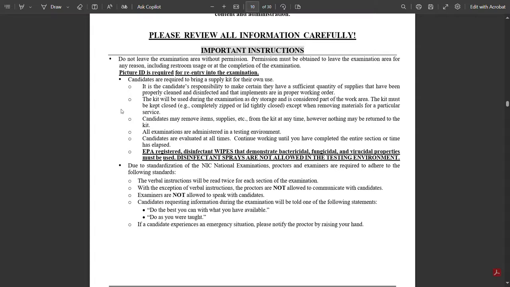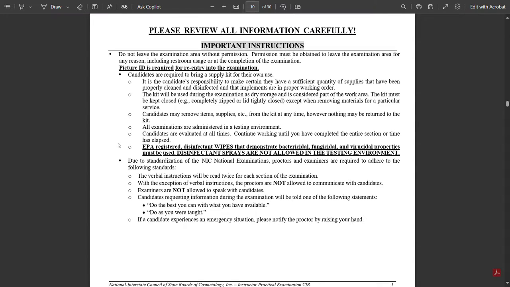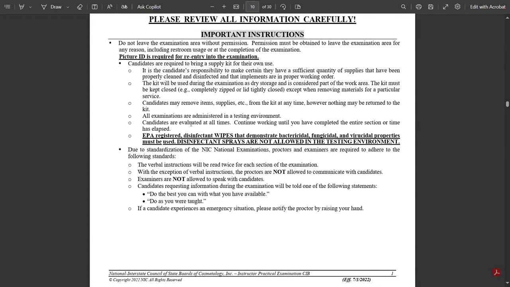It's dry storage, so just know that everything inside it is considered clean. Once you open it and remove something, it cannot go back in, because then you would be contaminating everything else inside it. And also that kit cannot be left open at any point during the exam. So you can open it to grab stuff out of it and then close it immediately after. All exams are administered in a testing environment. Candidates are evaluated at all times. And pay attention to the disinfectant procedures.